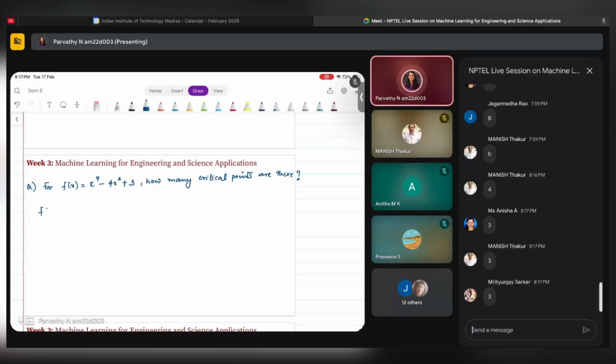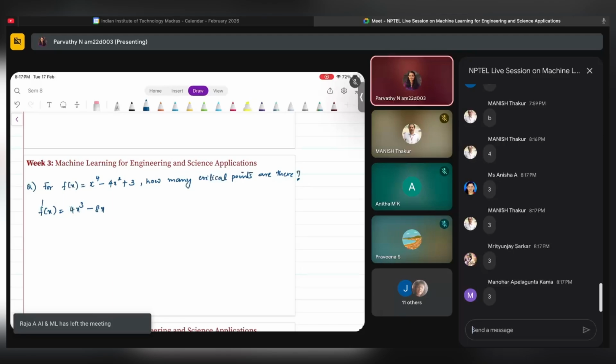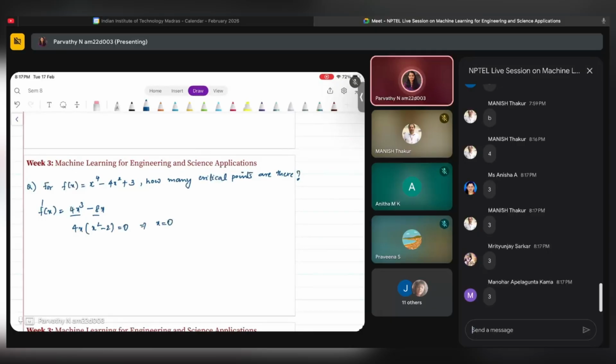Yeah, so f of x is equal to x to the 4 minus 4x squared, and f dash of x is 4x cubed minus 8x. So we can take x as common. 4 is also common. So 4x times x squared minus 2 is equal to 0. And you get x is equal to 0, and x squared minus 2 is equal to 0 means x is equal to plus or minus root 2. So there are three critical points.